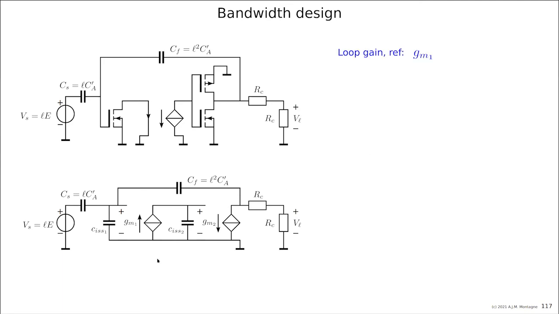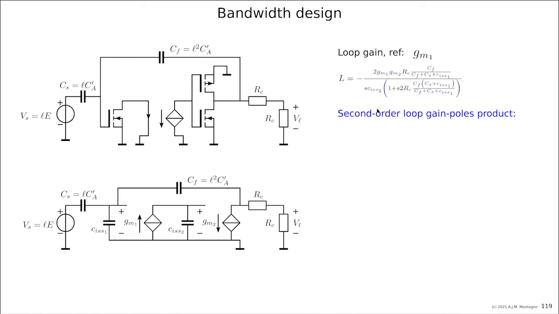So for this circuit, we choose GM1 as reference. We calculate the loop gain. Well, that you can easily do. It's just a capacitive divider here, and you have an integrator here, and you have an RC time constant here. So that's all in this expression. And from this, you can calculate the loop gain pole product.